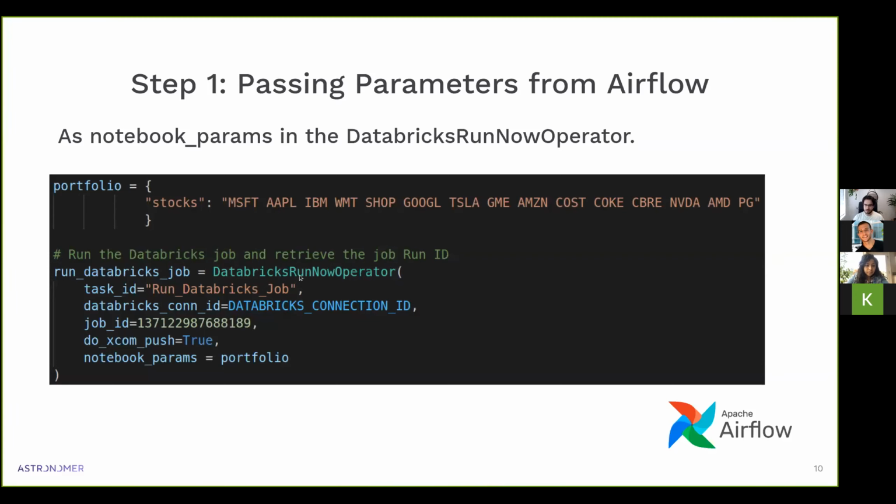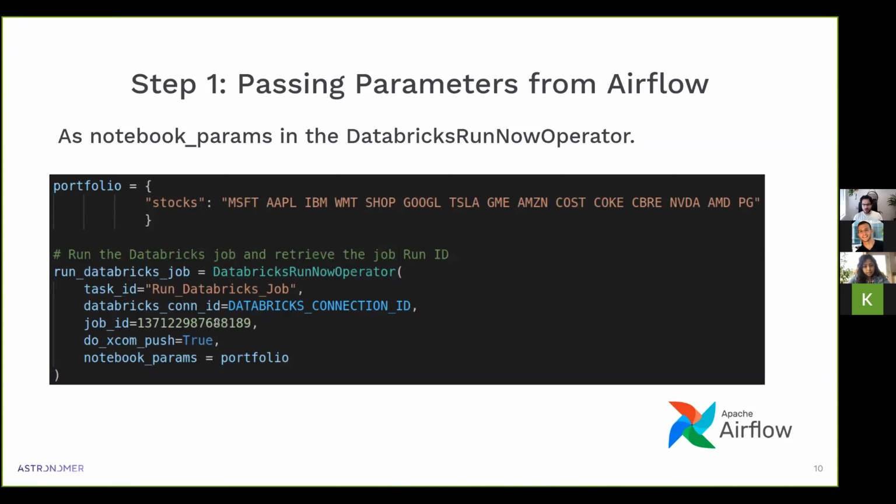Within the Databricks run now operator, how this interacts with Databricks is that it essentially invokes or initiates a job. Within Databricks, you're able to create a job and attach that to a notebook. The Databricks run now operator essentially calls this job and tells the job to run whatever notebook's attached to it, as specified here by the job ID.